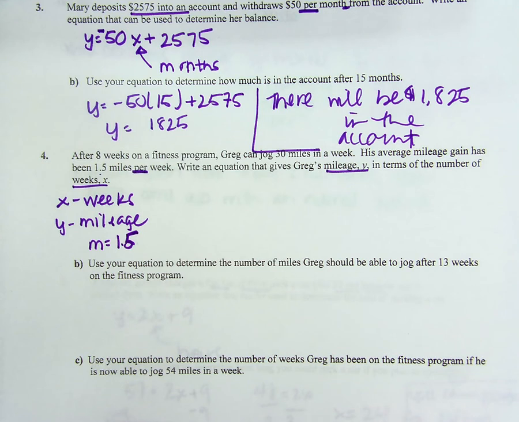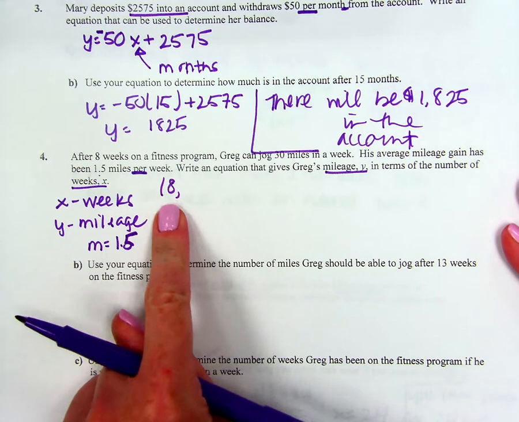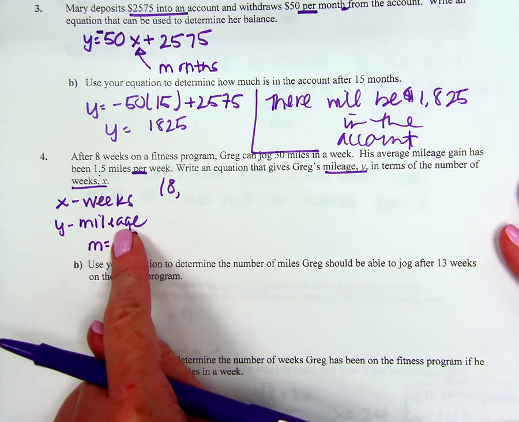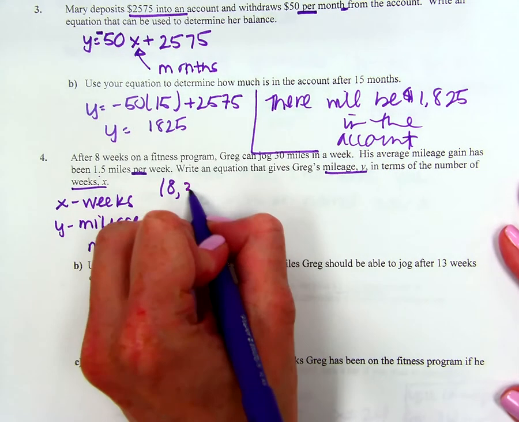So we're going to take our ordered pair here, and we're going to create an ordered pair based off of the information given to us. So x is weeks, so if x is weeks, we're going to write 8 for our x, and then y is our mileage. So how many miles are we looking at? And that answer is 30. So we have our ordered pair.